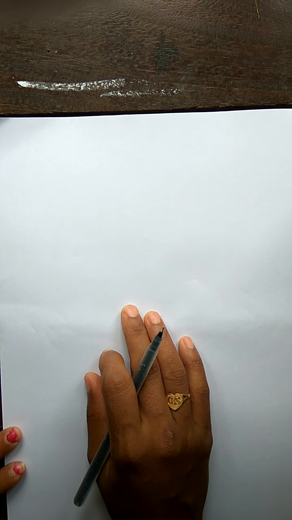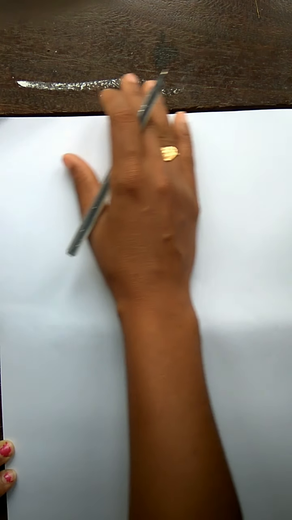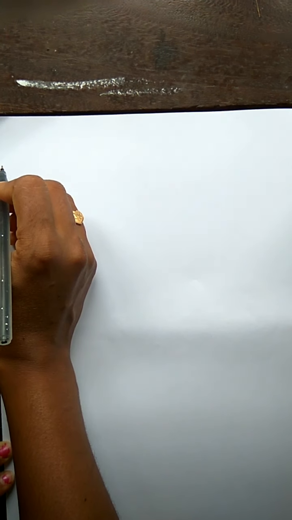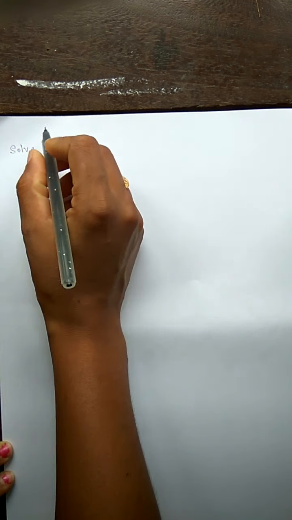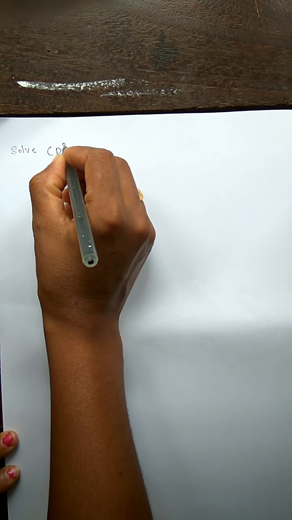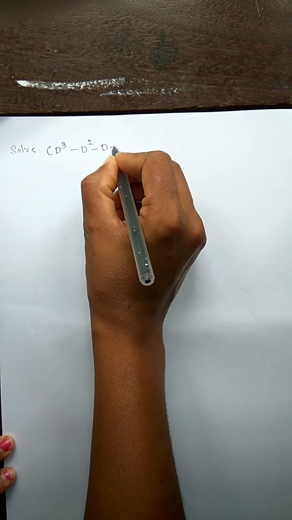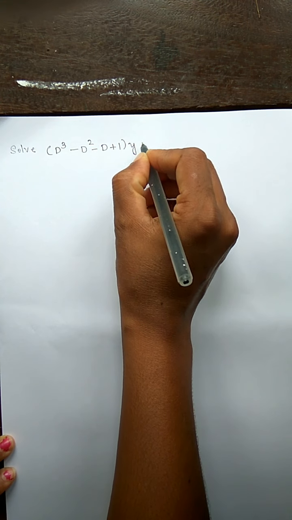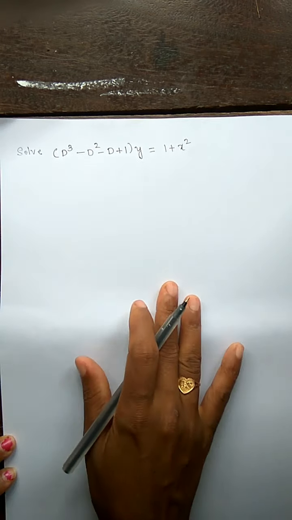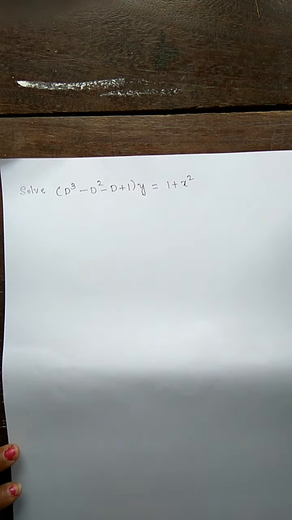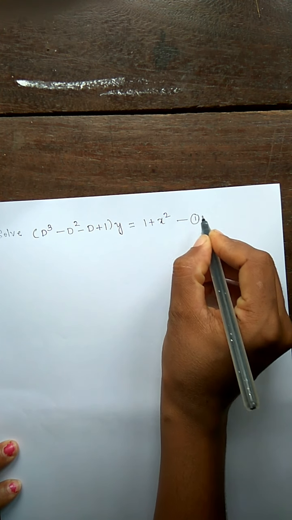Dear students, in this video we shall find the general solution of a given differential equation of order n. So the problem is: solve (D cube minus D square minus D plus 1) y is equal to 1 plus x square. We have to find the complete solution of this given differential equation. I will call this equation number 1.